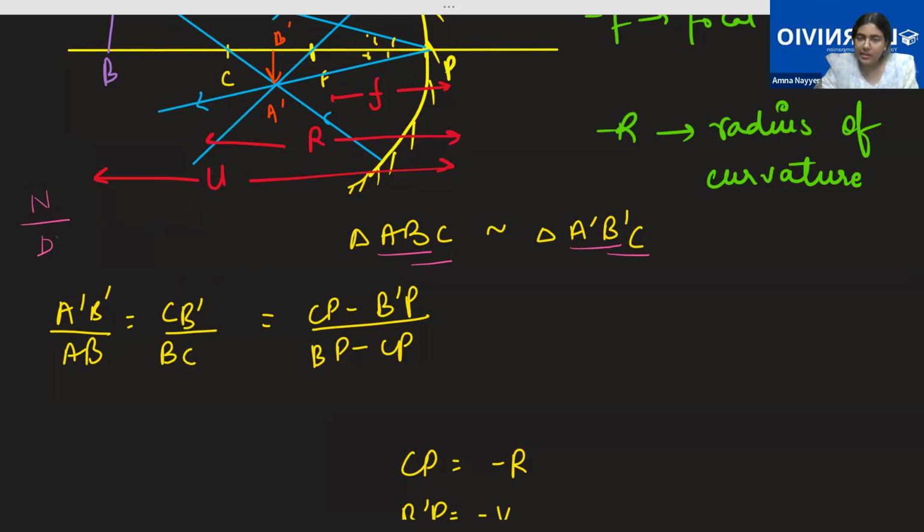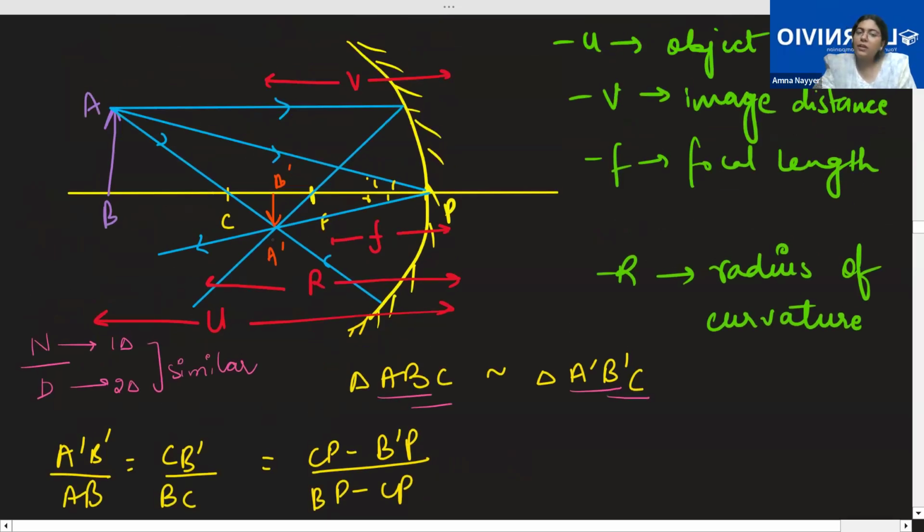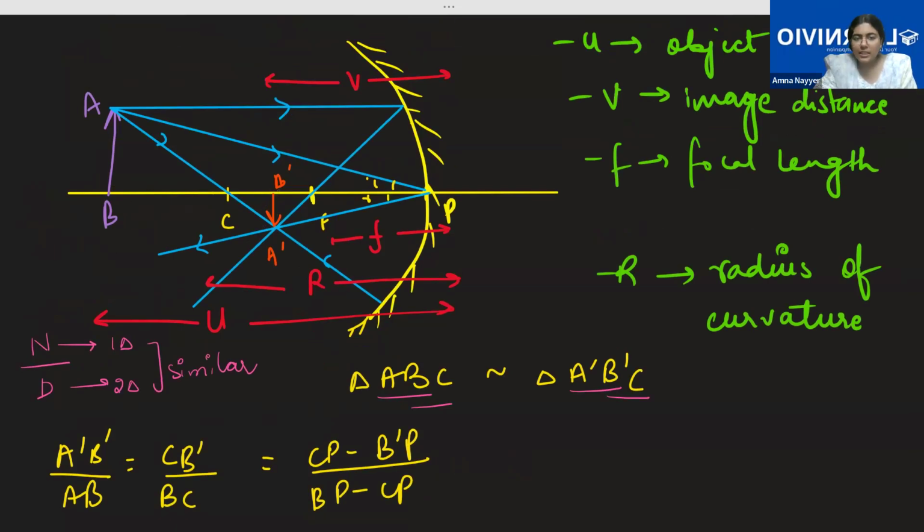Numerator, denominator. Numerator from one triangle, denominator from the second triangle. But the ones which are similar, only those are considered. Which means AB will correspond to A dash B dash. So you can take their ratios equal to these two ratios. This is what we use in the similarity of triangles.